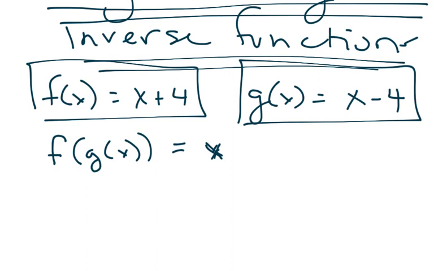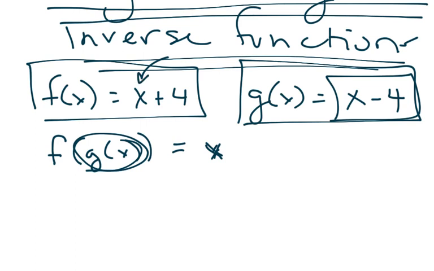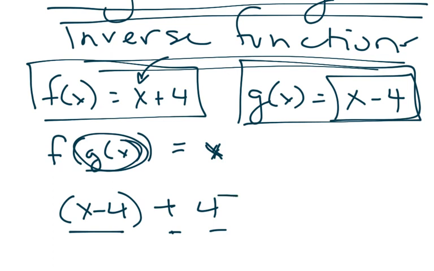So let's do that. Let's take the g of x, which is x minus 4, and put it into the x in f of x. I'm going to put x minus 4 into the place where the x was. So this was x plus 4, but now it's x minus 4 plus 4. What happens right here? The 4's cancel out and you get x. So when you do f of g of x, you get x.